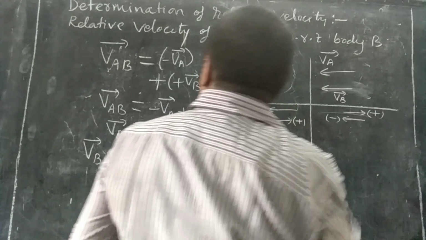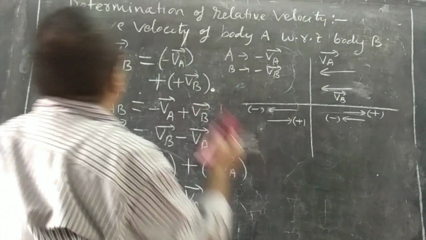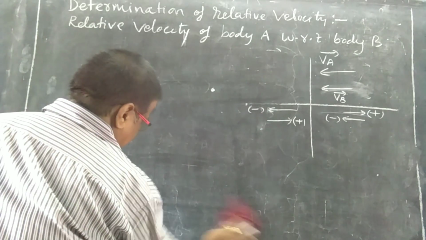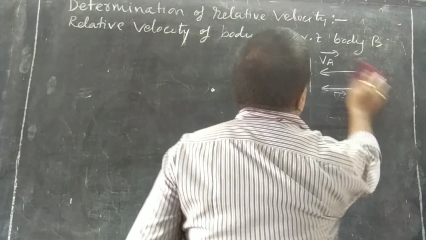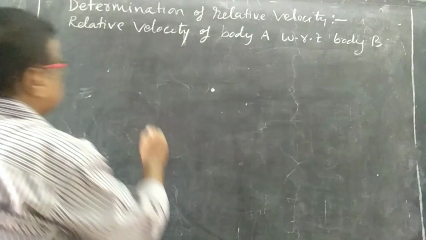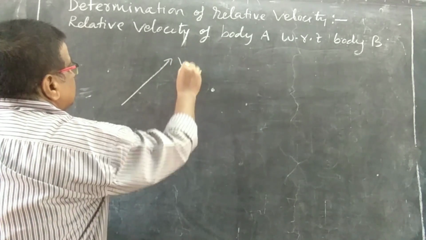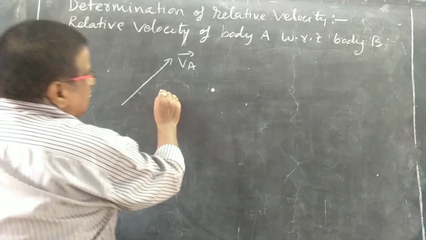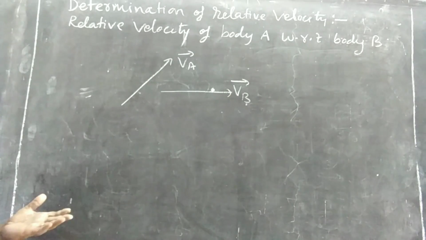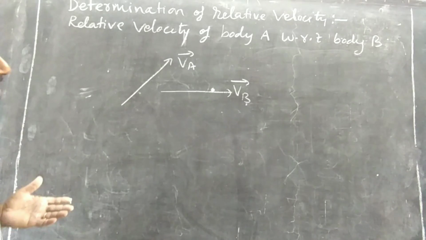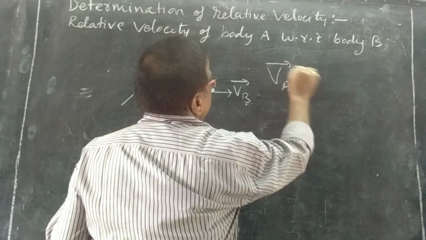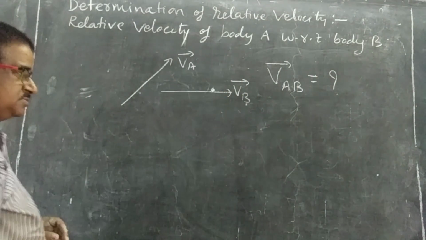Now, these are the examples. These were the examples for bodies moving in the same direction. Now, we are going to take the relative velocity of two bodies which are not moving in the same direction. They are at some angle. Let A be moving in this direction with velocity VA and B moving in this direction with velocity VB. Now we have to calculate the relative velocity of A with respect to B. What will be the value in this case?